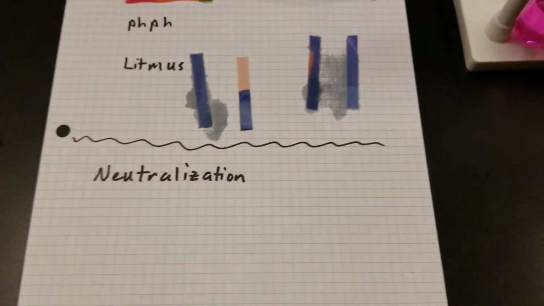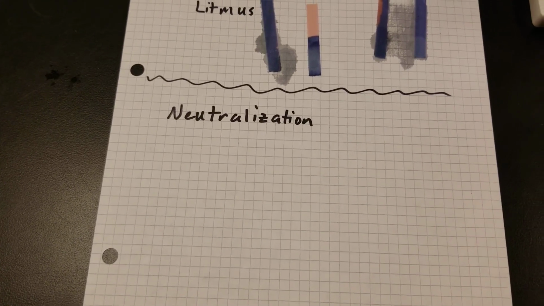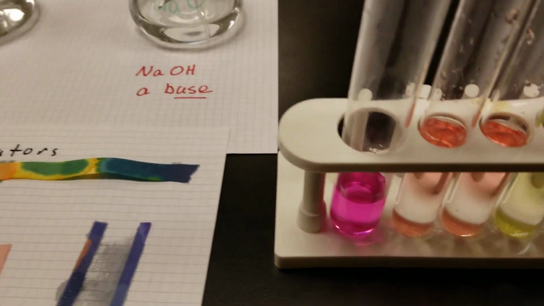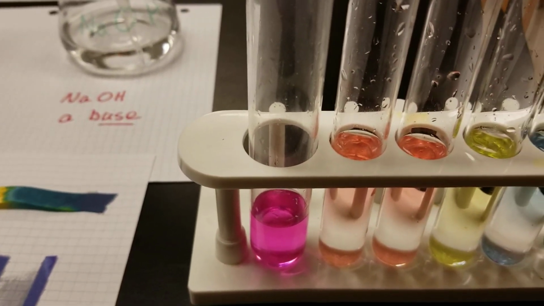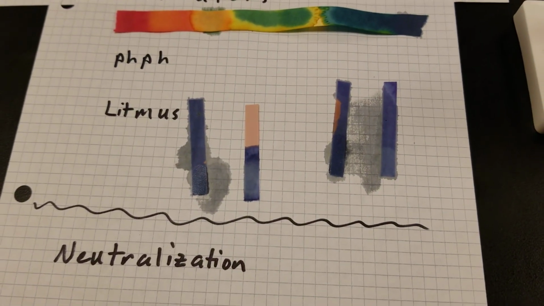And I want us to know about neutralization, how acids and bases can cancel out one another's chemical effects. And we can see that by using indicators, either phenolphthalein, where we can go back and forth between clear and pink, or our litmus, where we can go back and forth between pink and blue.